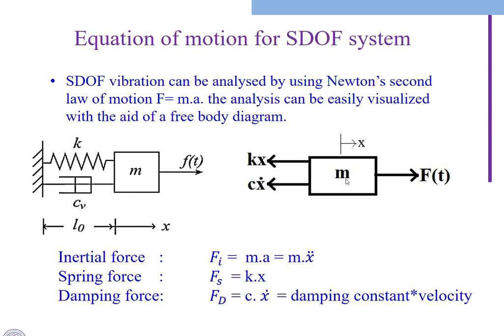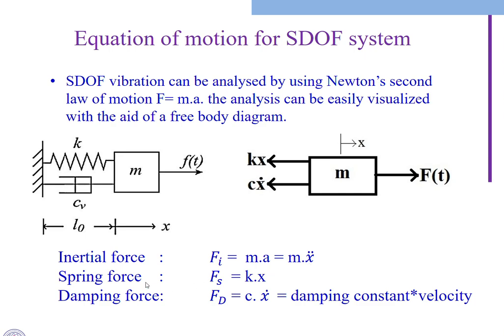The inertia will be developed in the opposite direction. This is the free body diagram, where the displacement of the body in the direction of x is shown. Here we have taken the displacement of the body as x. Then the inertial force, the force resisted by the mass, which we call the inertial force, is equal to mass into acceleration, which is nothing but m x double dot.